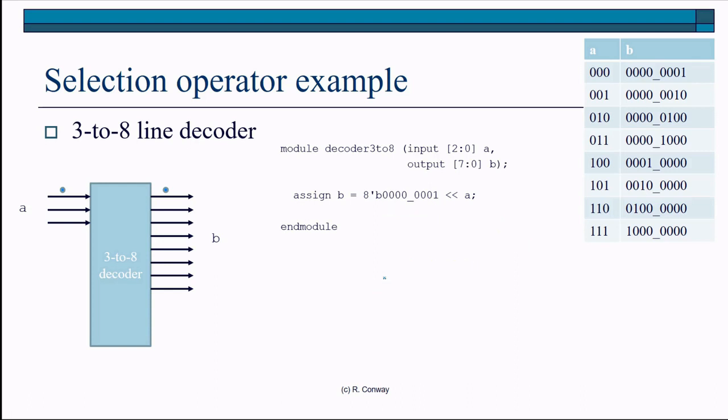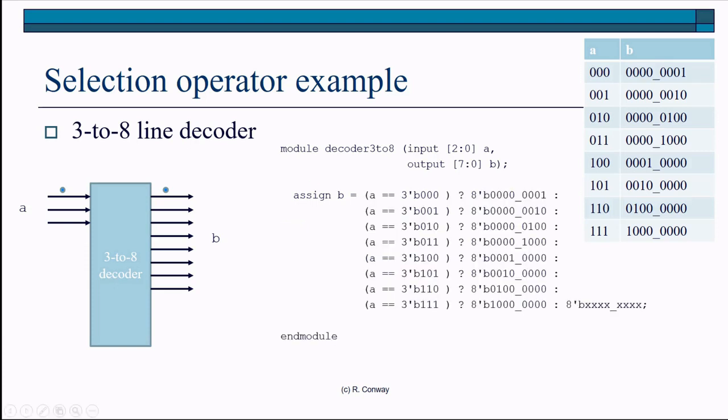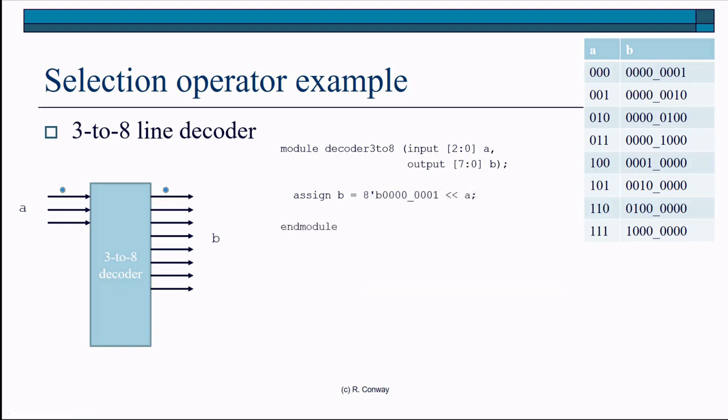One additional point regarding the shift operators is that in the event that A contains any X or Z bits, the 8-bit shift value will contain all X's. So for example, if we had 0, 1, X for A, the output will be all X's. So while we can use the selection operator for the purpose of modeling the 3-to-8 line decoder, we can also use the logical left shift to model the same functionality, and both are equally useful.